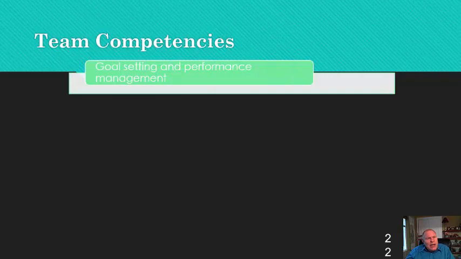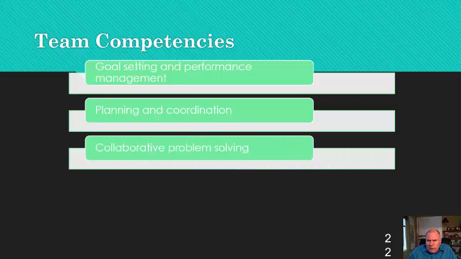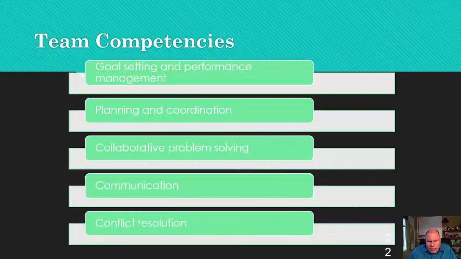Now, when we look at team competencies, let's look at some of them, and I'm going to put them all up right here and then just talk about them briefly. What you have is goal setting and performance management. What's the goal? How are we going to manage our performance? What's the planning and coordination that needs to go into this? Collaborative problem solving. How are we going to solve the problem? Communication and conflict resolution. So these are the team competencies that we see.